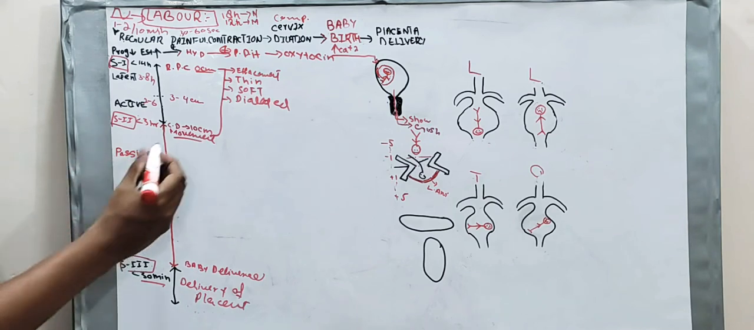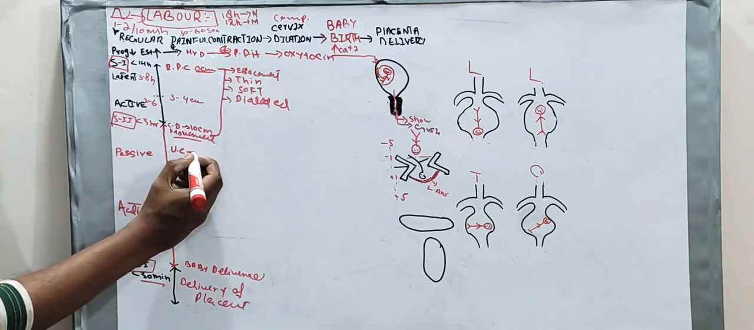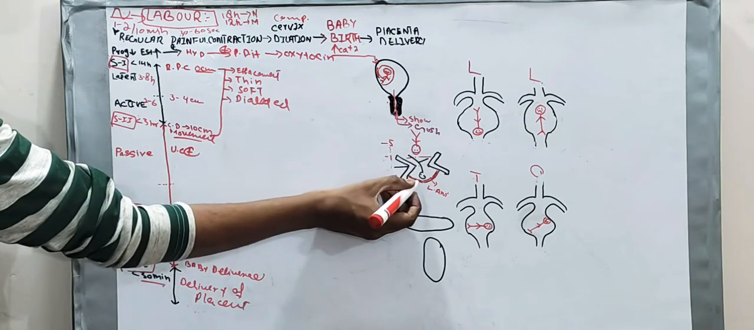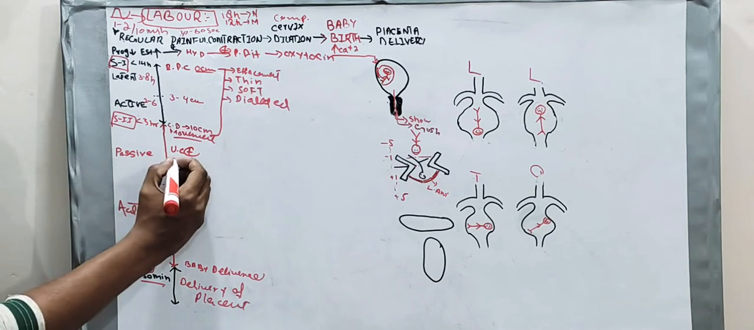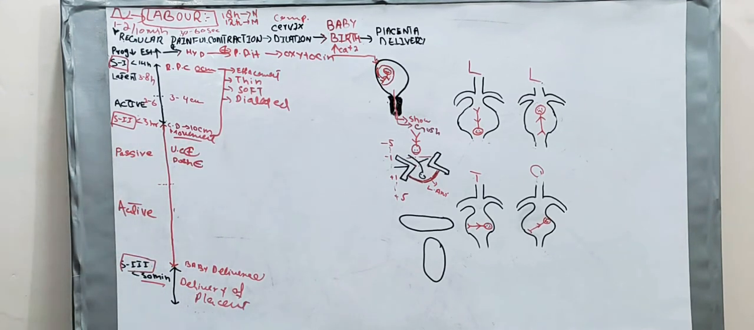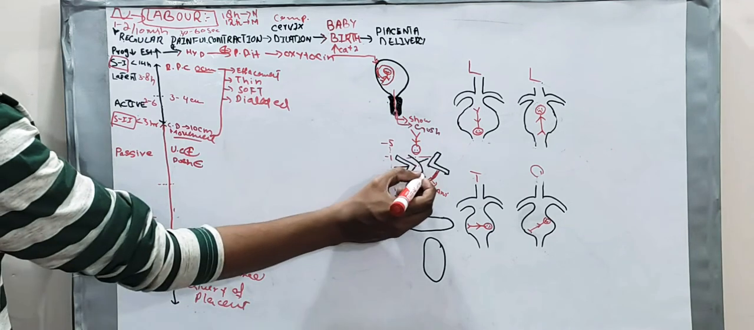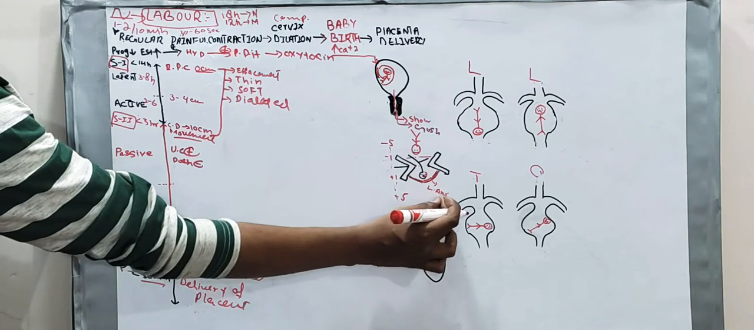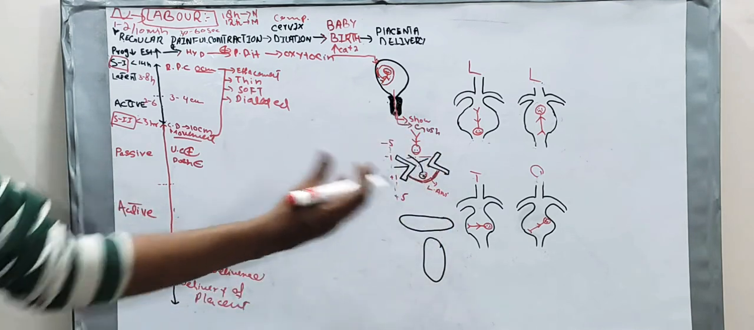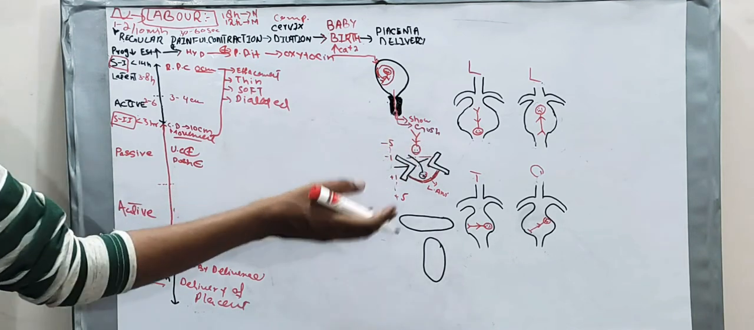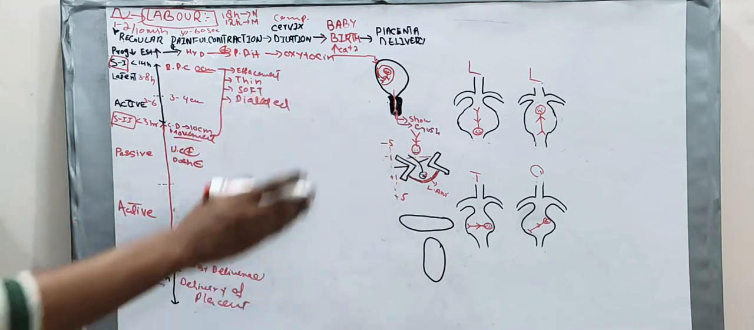Uterine contractions are occurring, but the mother is not pushing until the fetus reaches the pelvic floor. So the active push of the mother is absent. That is why it is called passive movement. Once the fetal head reaches the pelvic floor, the levator ani muscles, which are skeletal muscles, develop an urge in the mother. So along with the contraction, the mother actively tries to push the baby downward.